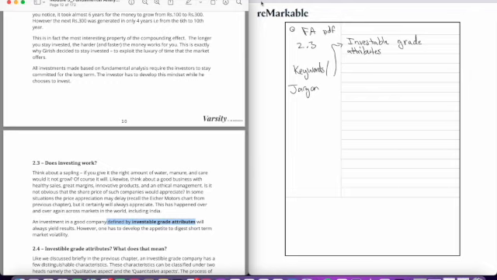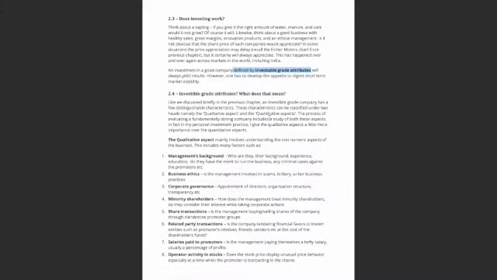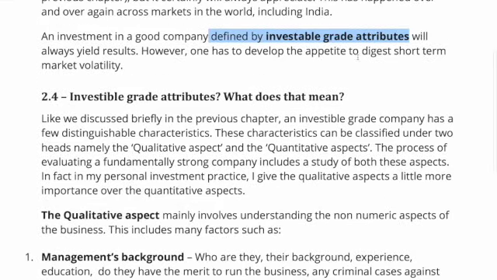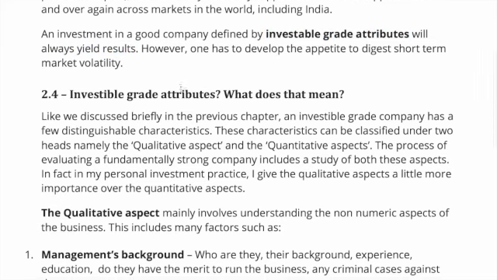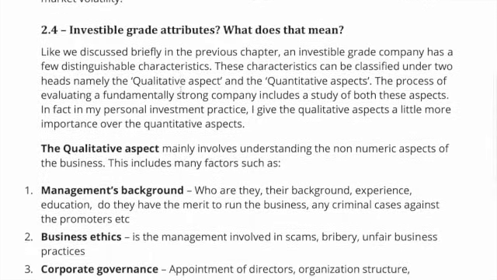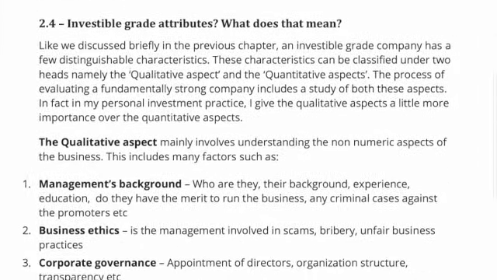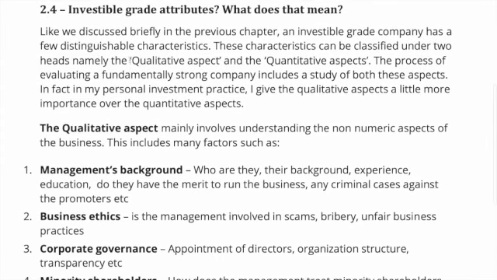So what characteristics will describe a good investment? And we're going to see. So the author is saying, look, if you invest in good companies with intrinsic value that are defined by investable grade attributes, you will always yield results. And we're going to go to 2.4. We'll sum up 2.3 with 2.4. Investable grade attributes. What are they? What does that mean? So we're going to see certain characteristics.